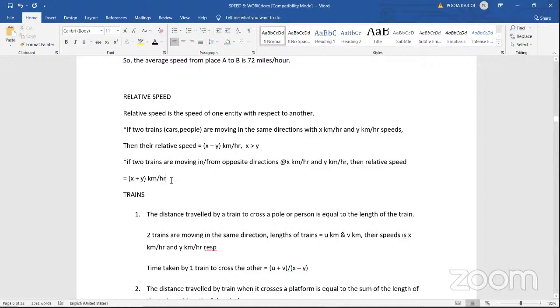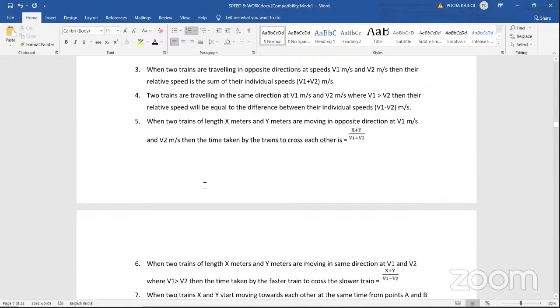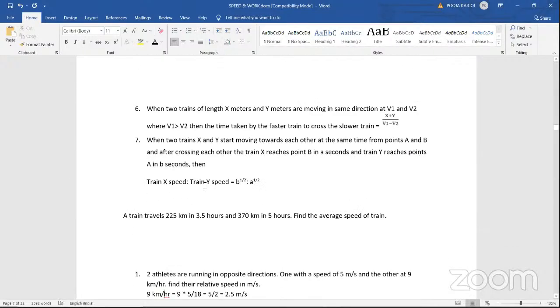Why this is required is because when they give you train questions, if they give you two-train questions, they'll give the information in terms of how much time one train took to cross the other. So to answer that, relative speed is required. Okay, these are some of the information you can study later. This one also you can study.